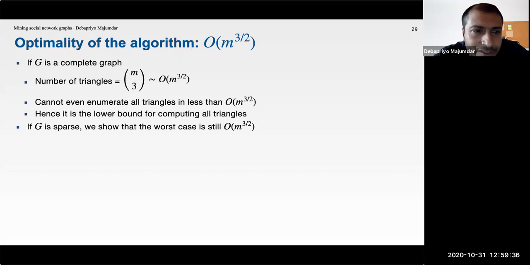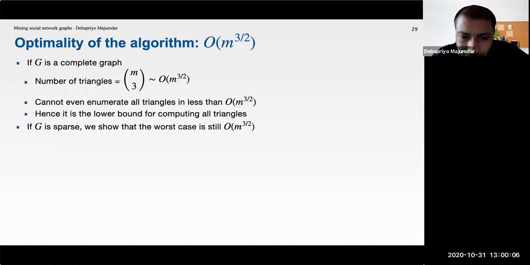But what if the graph is sparse? Okay, what if the graph is sparse? So let's say the graph is known to be sparse. By sparse we mean the number of edges to number of vertices, m by n, is much smaller, right? So m by n is basically the ratio, right? So if G is sparse, we can show that even then the worst case complexity is order m to the power 3 by 2. Okay.